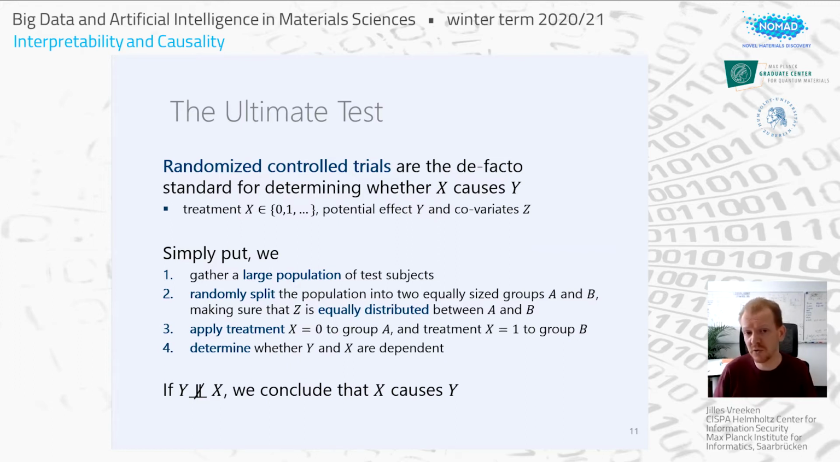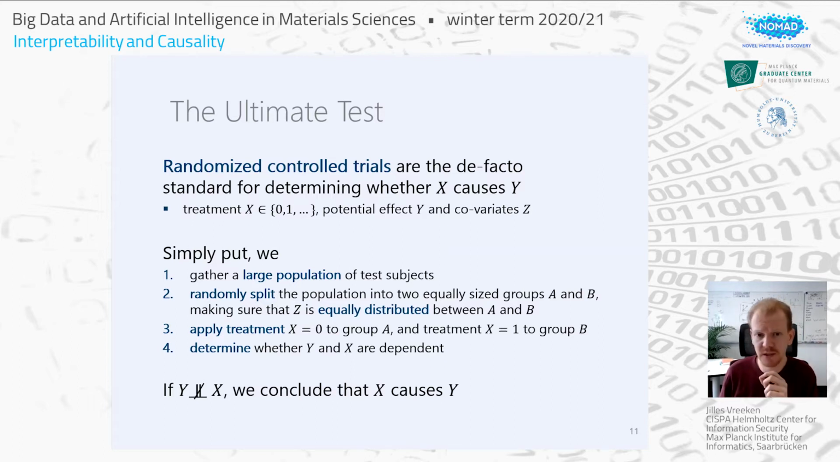Are you shielded or more shielded from catching corona or something like that? There's also obviously a number of other variables that might be important, or that we know are important. Those we call the covariates, and we call them Z. This can be multiple things. Now, ideally, we gather a very large population of test subjects.